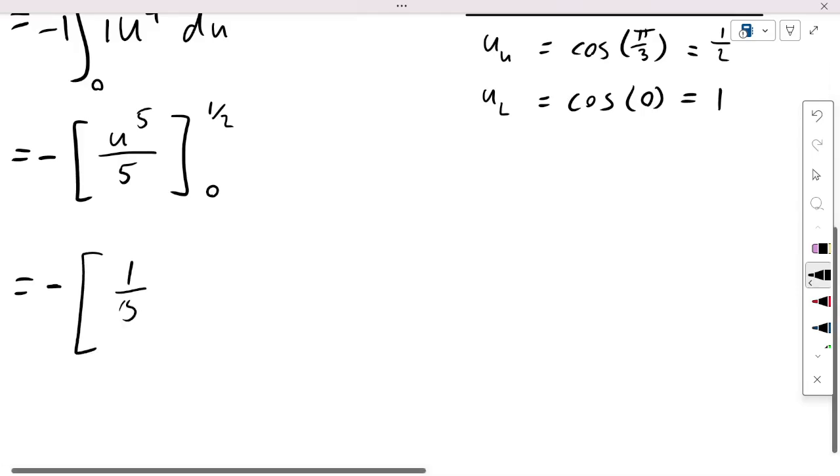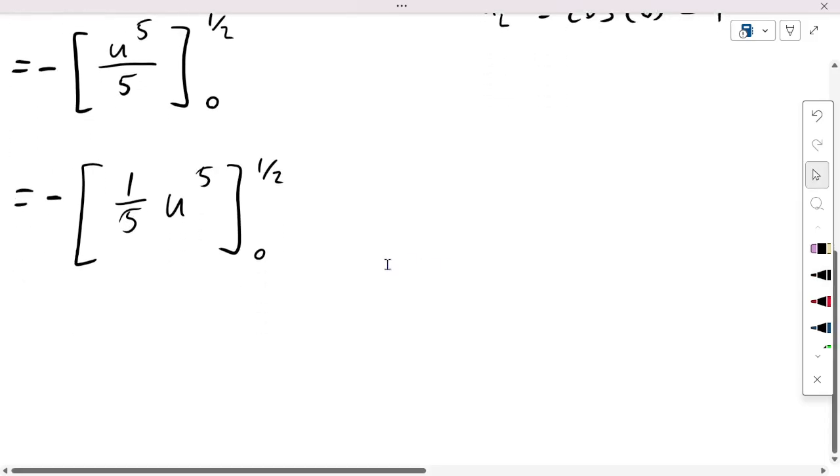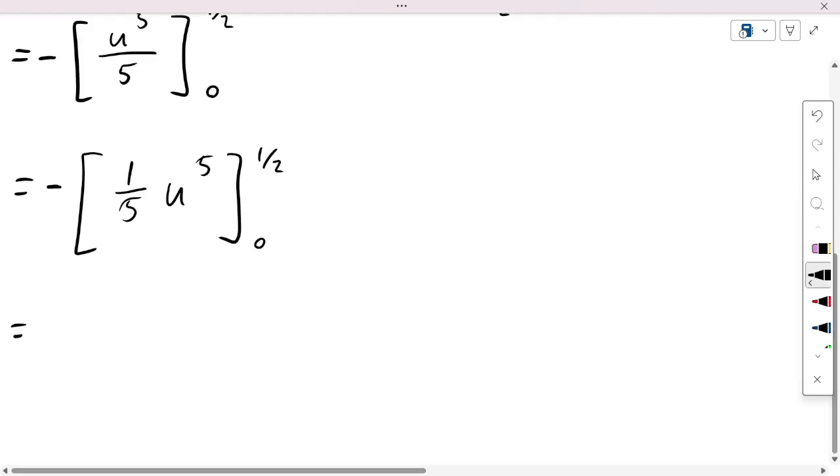We can also write this as a fifth multiplied by u to the power of 5. And then we have our upper and lower limits like this, 1 over 2 and 0. Okay, there we go. Now we can just evaluate. So we are going to be using the form f of b minus f of a, where this is equal to our b and this is equal to our a.